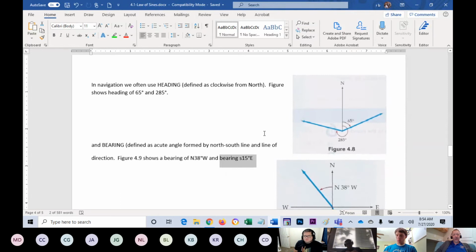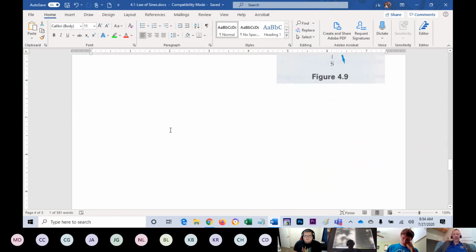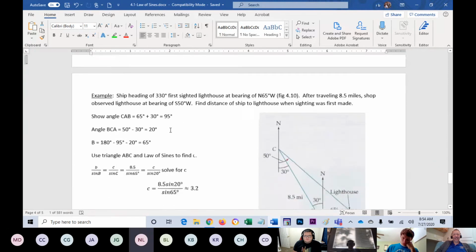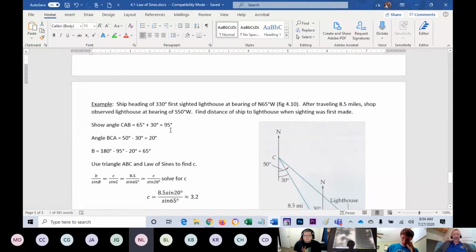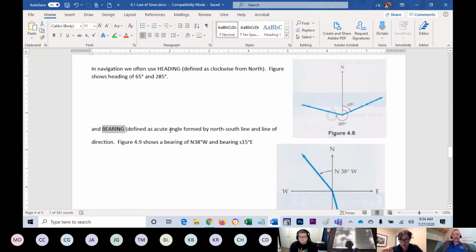So I know these are confusing when we're talking about heading versus bearing. And we're going to do a problem here that's going to use both, which is going to make it really confusing, okay? I have a quick question. Okay. So is heading clockwise and then bearing counterclockwise? So heading is always clockwise, that is correct.